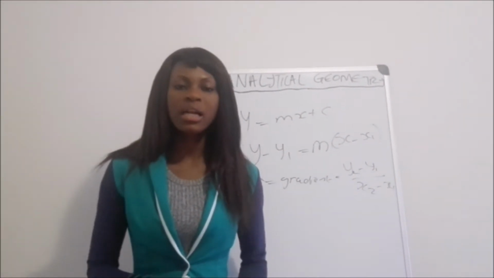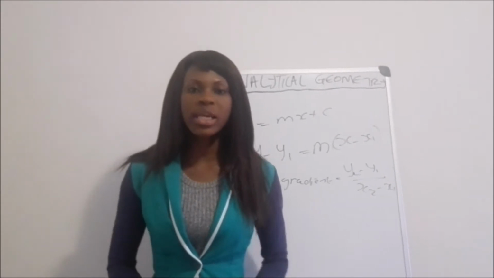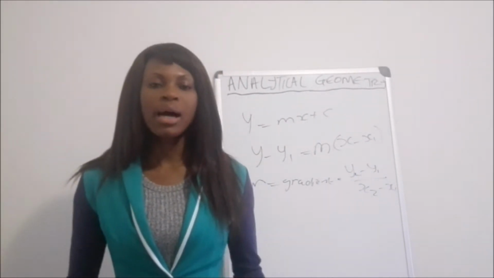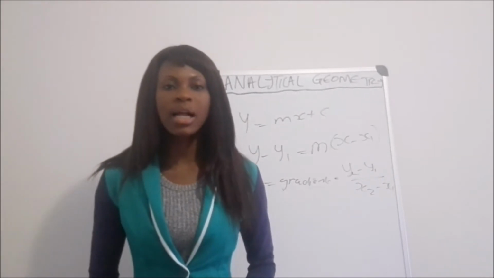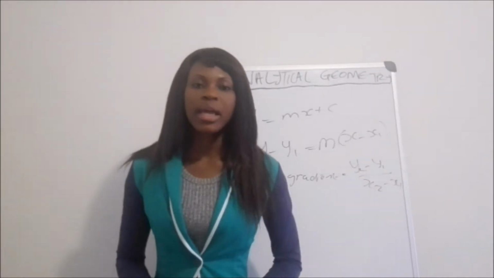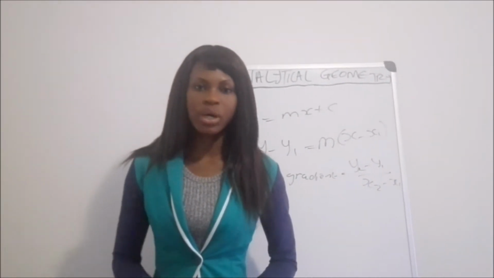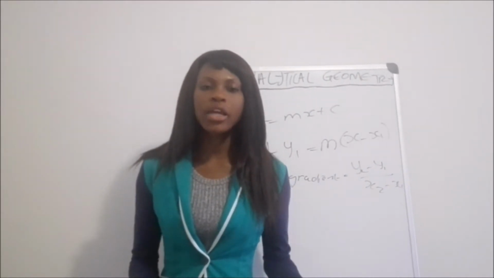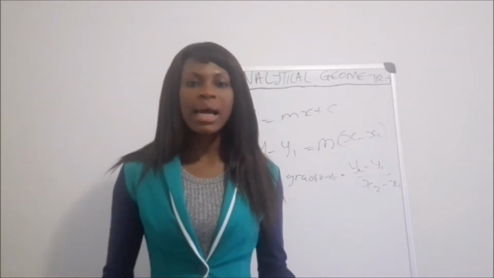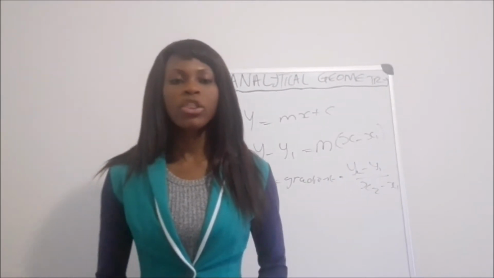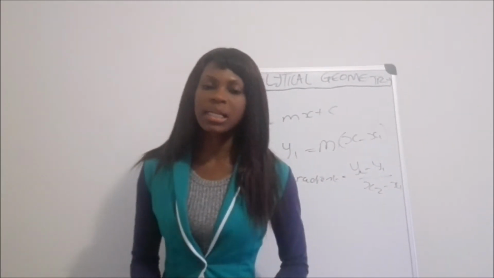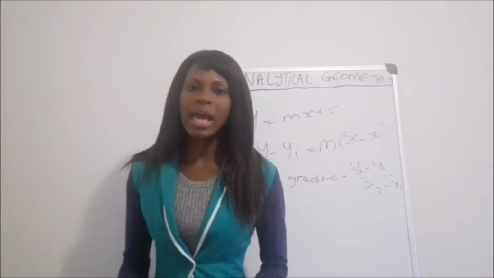With those three equations we can now answer any question that has to do with the equation of a straight line in analytical geometry, while also taking into consideration the rules of analytical geometry, which we already covered in our introduction to analytical geometry lesson, including collinear lines, parallel lines, and perpendicular lines.